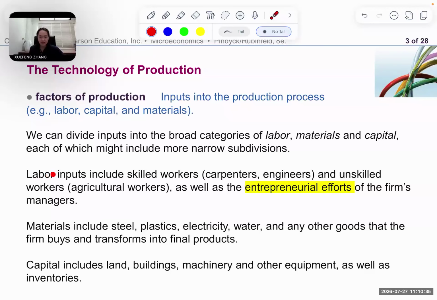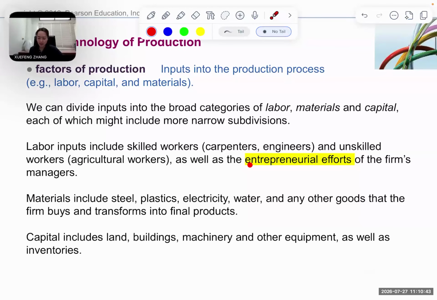Labor, just think about the people, right? Workers, engineers, managers, right? Sometimes, the entrepreneur's efforts or the firm's manager. Next one, materials, the raw stuff that gets used up: steel, water, electricity, everything that you need to run a business, all right? Those kind of materials.